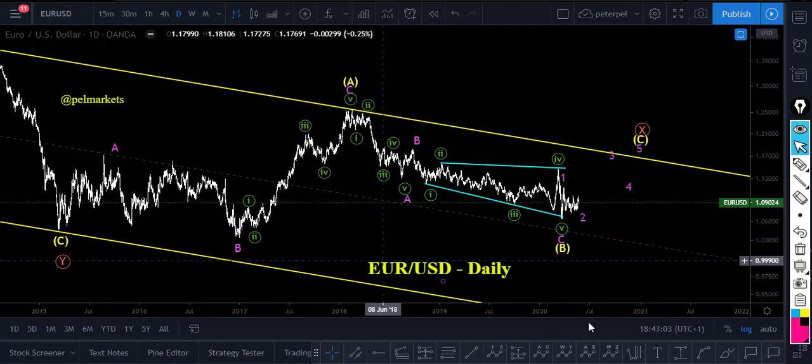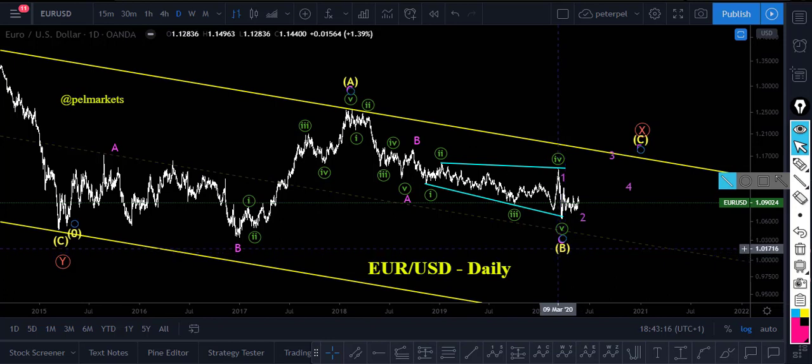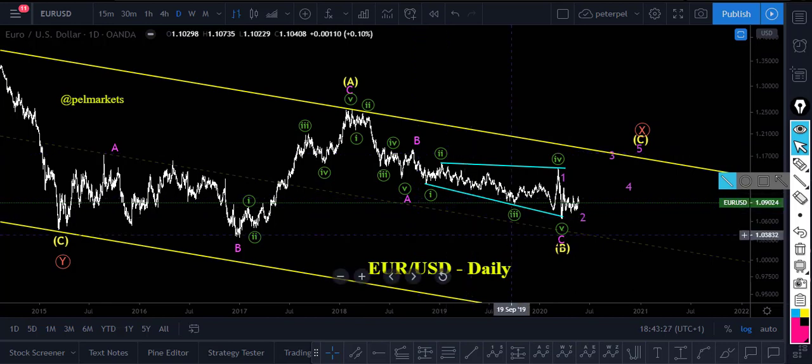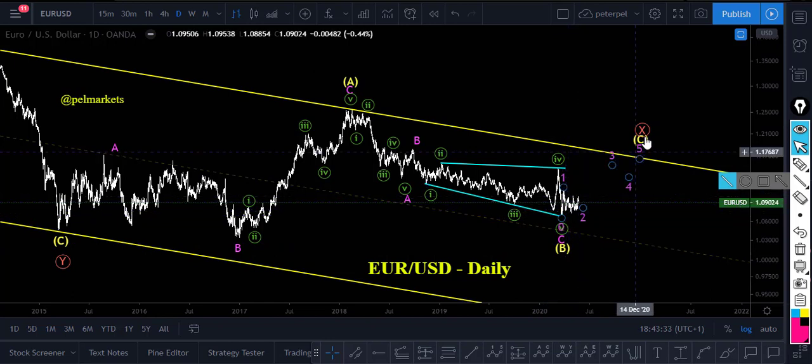So with Euro USD, on this analysis, we are seeing ABC for yellow wave B, an impulse for purple wave A, a correction for B, and an expanding ending diagonal for purple wave C. So with that, we are anticipating that this is going to be a bullish ride to complete yellow wave C of purple wave C. So we are anticipating a wave 3, 4, and 5 to complete red wave X.